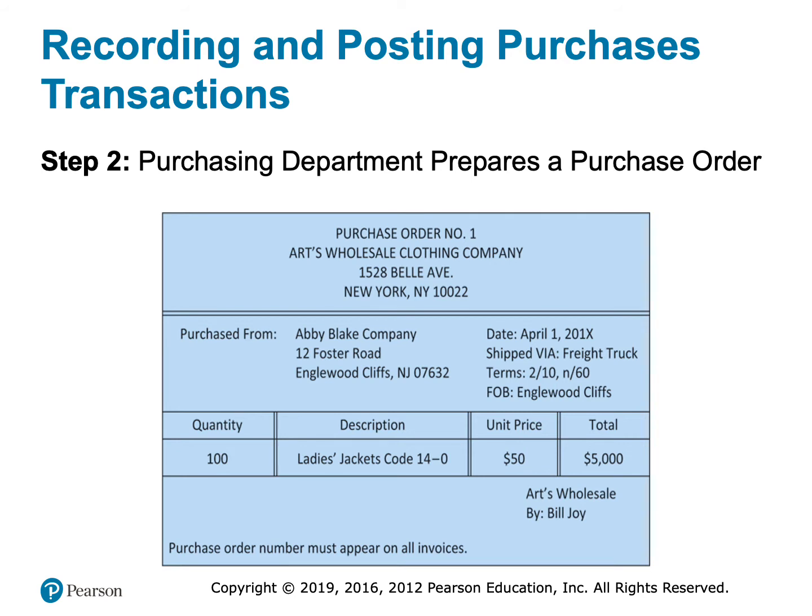So this is an example purchase order for Art's Wholesale Clothing Company, and we can see that Art is buying 100 ladies' jackets for $50 a piece from Abby Blake Company, and he's expecting terms 2/10 net 60. They're going to be shipped via freight truck. And so this again will be sent to the accounting department, to the purchasing department, and then a copy kept in the department that made the purchase request.